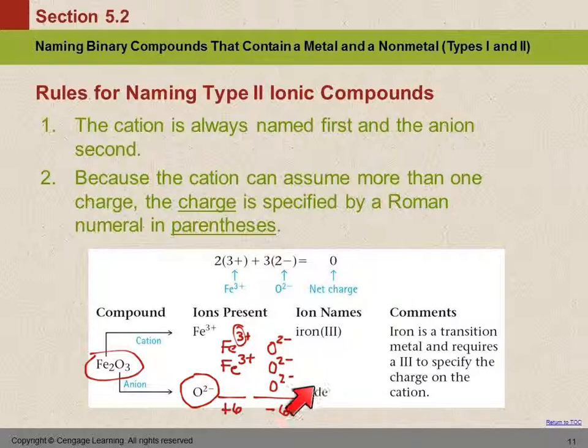And then the anion is named oxide, and so I'm going to write the full name up here. Iron. There's no space between the word iron and the parentheses. Iron (III), and then there's a space, oxide. So we don't find the charge on the cation from the periodic table, we find it from the anion. Any questions?